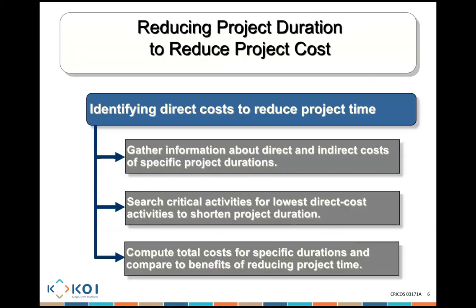So how do I basically reduce the project duration? We need to gather information about the direct and indirect costs of a specific project duration. Day 14, what's the direct cost? What's the indirect cost? Day 13, what's the direct cost? What's the indirect cost? Day 9, day 10, day 8, day 7, and so on. Then what we need to do to reduce the cost? We need to search for the critical activities, okay, for the lowest direct cost activity to shorten.